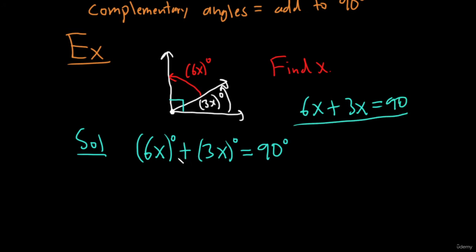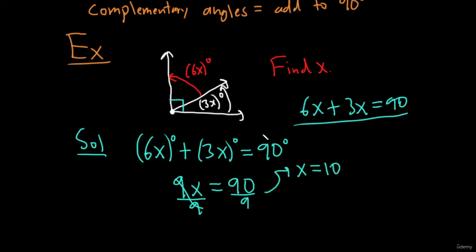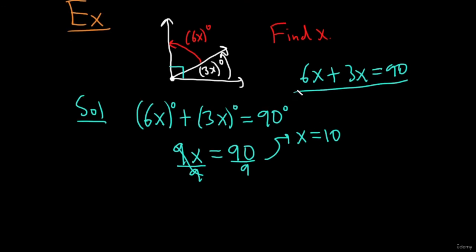So how do you add these? Just like in regular algebra, 6x plus 3x is 9x. I'm going to drop the degree symbol for now. And this is equal to 90. Since the x is being multiplied by 9, we can solve for x by dividing by 9. We end up with x equals 10. Okay, so we've got x, but we're not done, right? Well, that was the question, to find x.